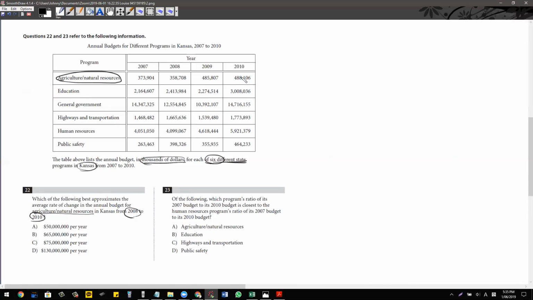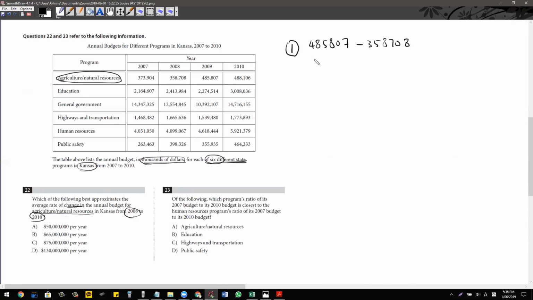Well, all you have to do is that one minus that one, divide by 2. Why do you divide by 2? Okay, there are 2 ways of doing it. You do 485,807 minus 358,708. That's the change from 2008 to 2009, true? That's the annual rate of change.